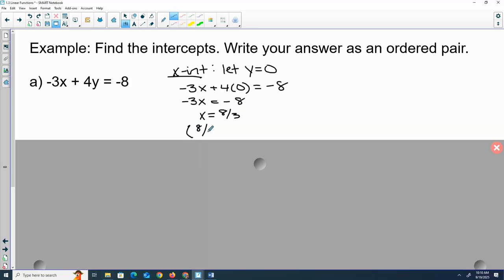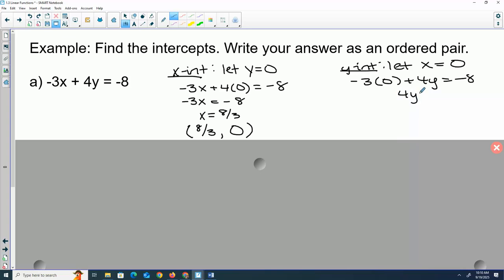Yep, ordered pair is (x, y). My x is 8/3, my y is 0 there. A y-intercept, we find that by letting x be 0. So if I put in a 0 for my x, we get 4y equals -8, so y is -2. What would that ordered pair be?